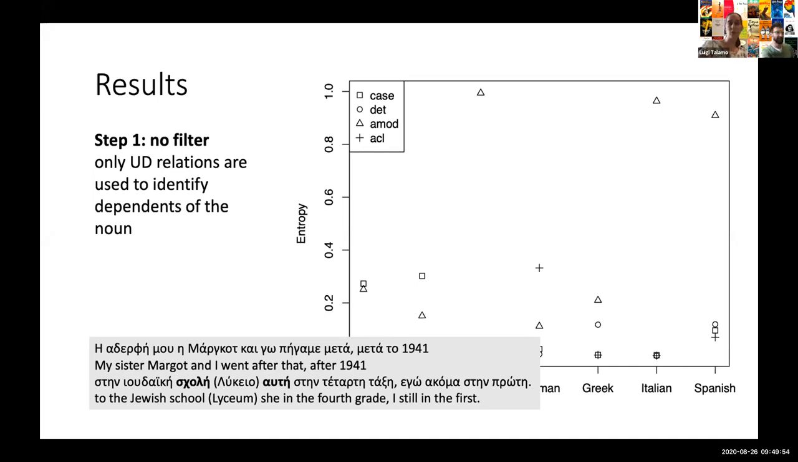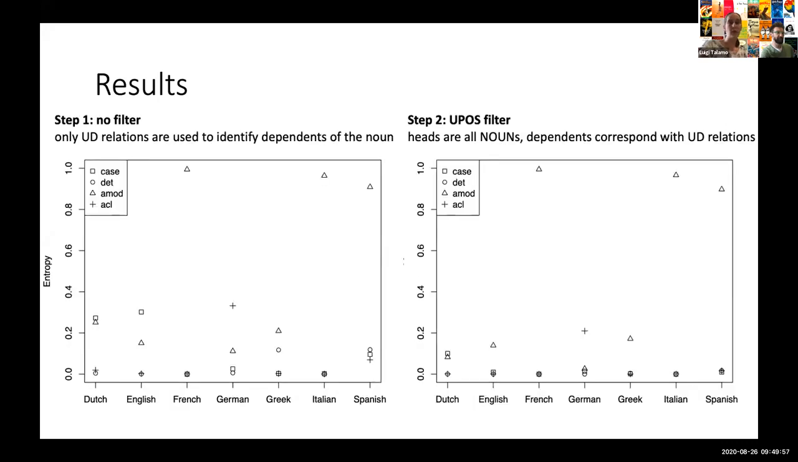This is what we can do with the first real filter, when we take into account the part of speech of the various heads and dependents that we are identifying in the corpus. So heads are always nouns, no pronouns or proper nouns, and the dependents correspond with the UD relation they have entered in. So we exclude, for instance, pronouns and verbs from being adjectival modifiers. The results are such that for determiner noun, we have entropies close to 0 for all languages, and it leaves a few patterns with non-zero entropy that we would like to look at further.